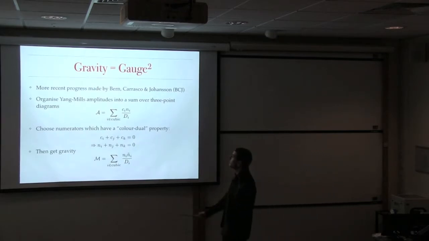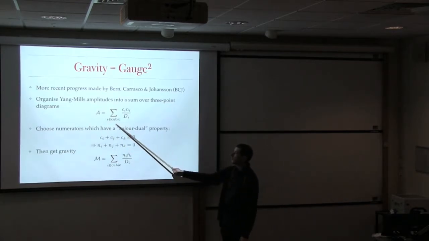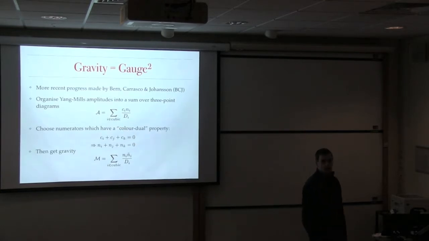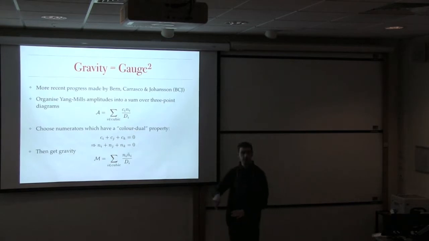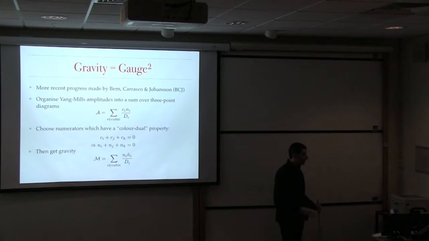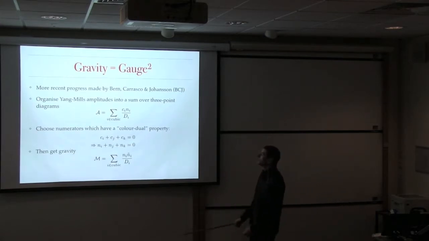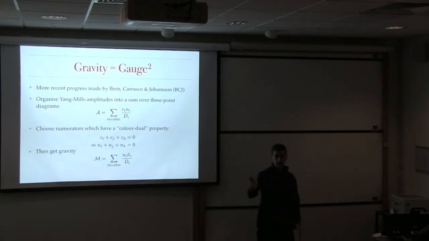Well, the first thing you do is say, take some scattering amplitude in Yang-Mills theory, and I write it as a sum over cubic diagrams. Now, if you start with your Yang-Mills Lagrangian, that's not going to be the first thing you do. The Yang-Mills Lagrangian will give you diagrams with just cubic three-point vertices, but it'll also give you a four-point vertex. That's sitting there in the Lagrangian. Now, it's very easy to get rid of that four-point vertex. In fact, there's an infinite number of ways you can do it.